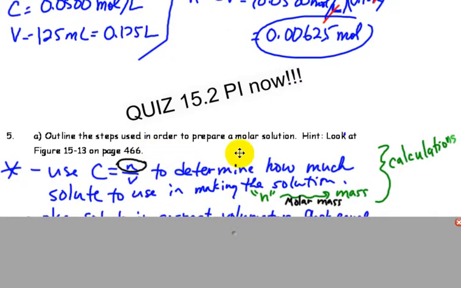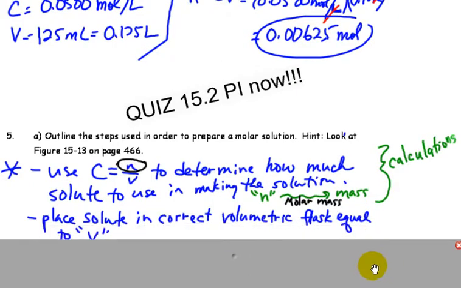So the first step here, when preparing a molar solution, is outlined on page 466, but I summarize it here. Just like what we did earlier, use C equals n over V to determine how much solute is needed. That will help us figure out moles if we know the volume and the concentration. Once we know the moles, use the molar mass to figure out mass in grams, because we don't have balances that measure in units of moles. We need it to be in grams.